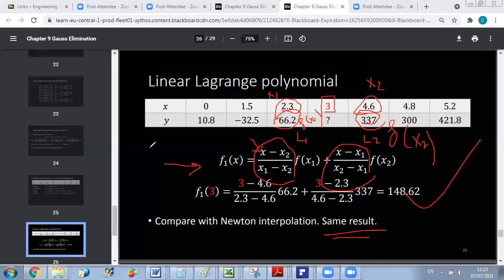So if you are doing the two methods with the same points and the same order, and you obtain different results, this means that you have a calculation error.